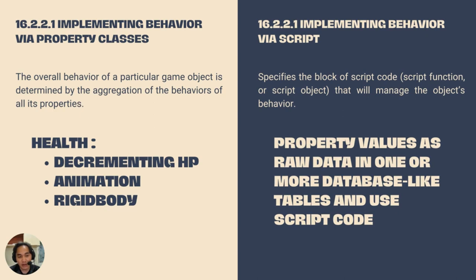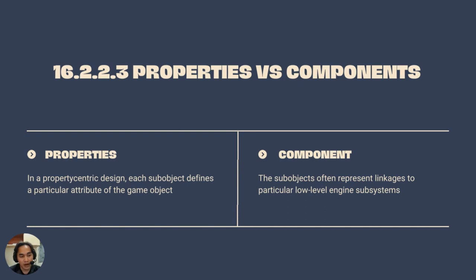Other than that, we can implement it via script, which is a block of script code, and the property values are in raw data or in a more database-like table. So comparing properties and components, property objects are very closely related to components in many ways. Properties are a more centric design, and each object defines a particular attribute of the game object. And for the component, the object often represents linkage to a particular low-level engine subsystem. So the main distinction is these 2 points, but this is kind of irrelevant in most cases for me.